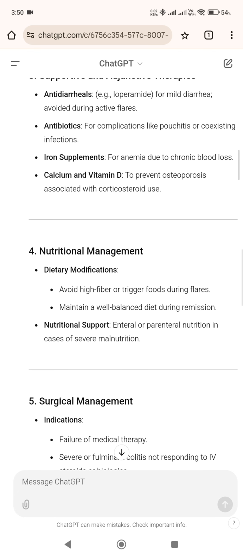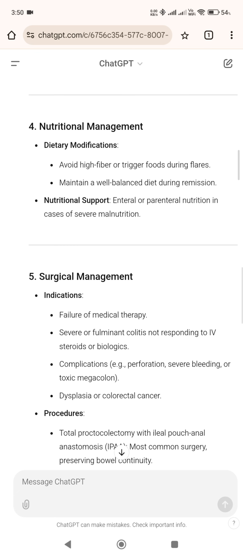4. Nutritional management, dietary modifications. Avoid high fiber or trigger foods during flares. Maintain a well-balanced diet during remission. Nutritional support, enteral or parenteral nutrition in cases of severe malnutrition.